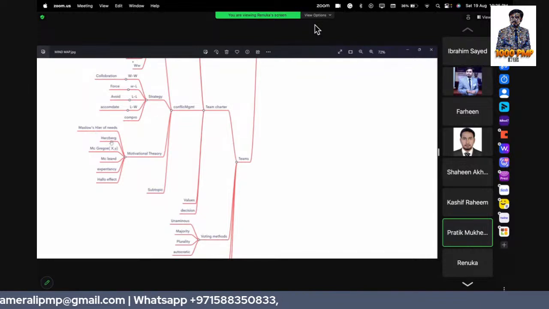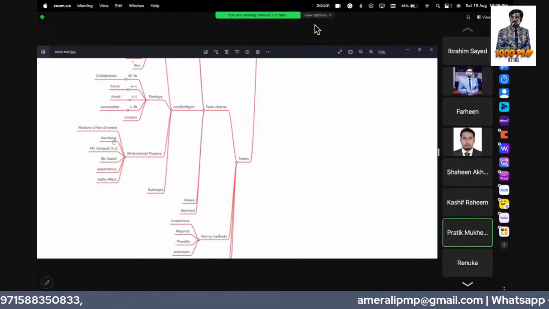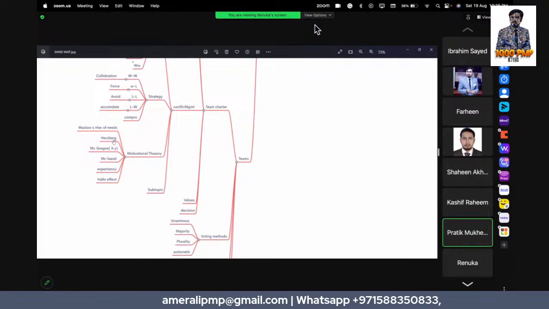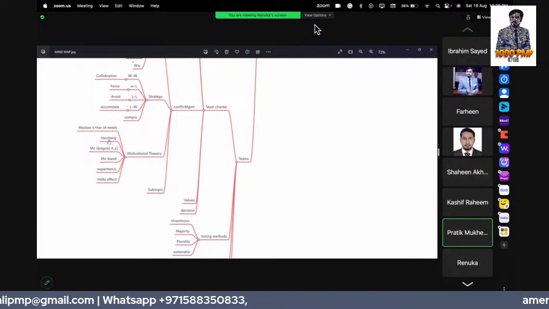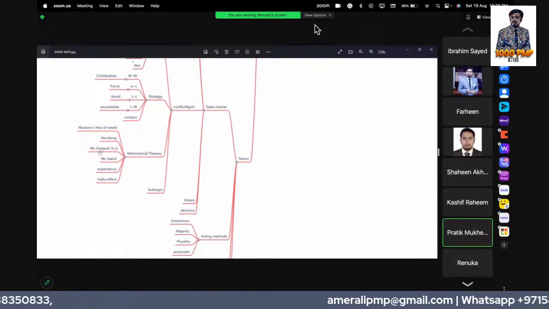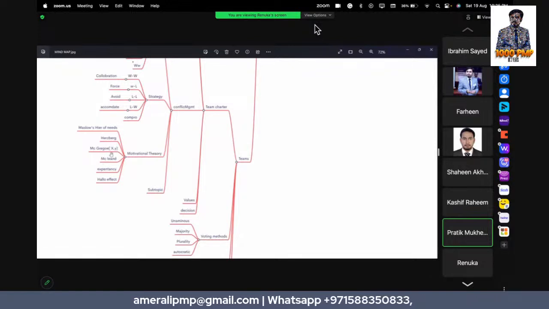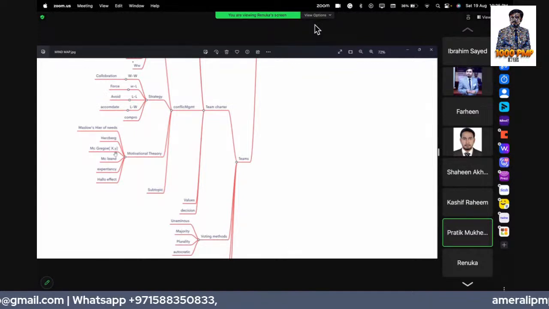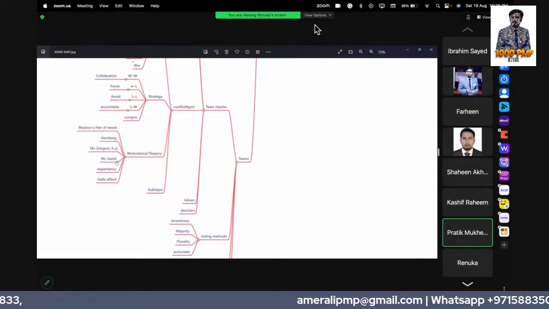We have another theory which is called Herzberg's theory, or the two-factor theory, which talks about hygiene agents, which when increased will not motivate you, but if decreased will demotivate you. We have a theory called theory X, theory Y. Theory X says people don't want to work, and theory Y says if you give them good infrastructure, by default people will work.